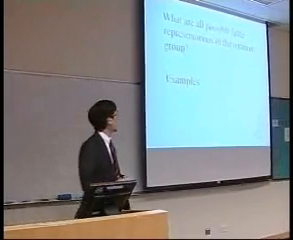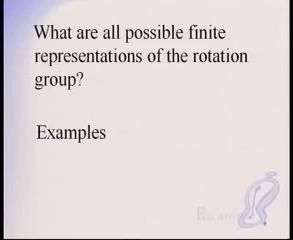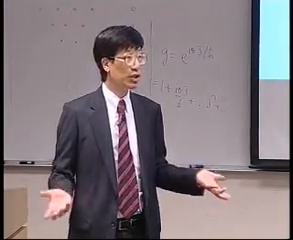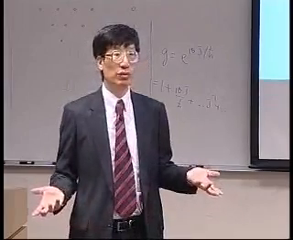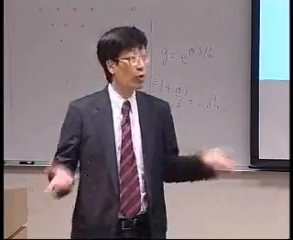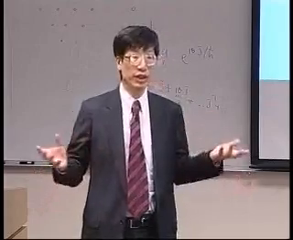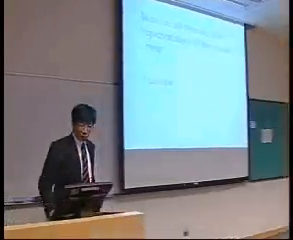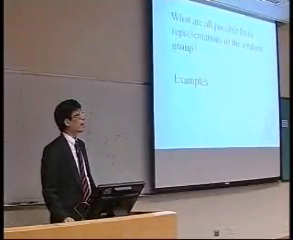So the question then is, what are all possible finite representations of the rotation group? This is something I will try to derive. And it is much easier to deal with the J's. I will deal with the J's and not deal with the G, because the answer is the same. Now let me start with some examples before I do the abstract theory.